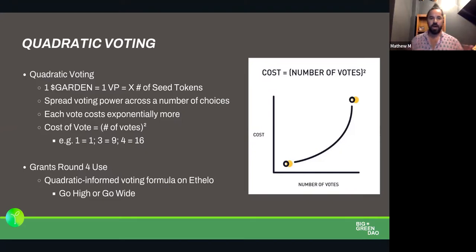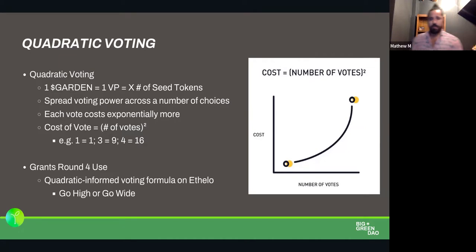However, we're able then to divide that up into a number of seed tokens and spread these tokens out across a number of choices, or in this case, organizations that have applied for funding in grant round 4. Now, in traditional quadratic voting, the way it works is that each vote costs exponentially more. So if you spend 1 vote, it costs 1 of your votes. If you want to give 3 votes, it costs 9 of your voting power, 4 votes, 16, 5, 25, and so on.